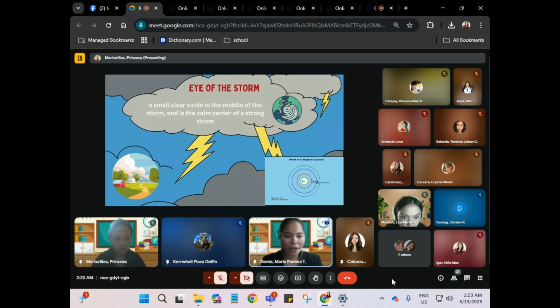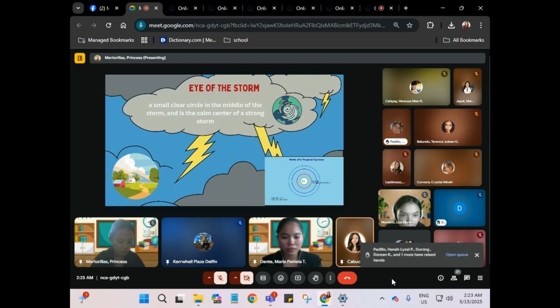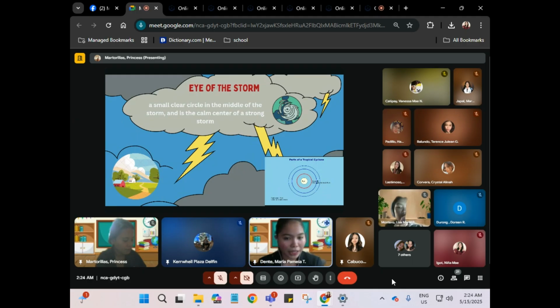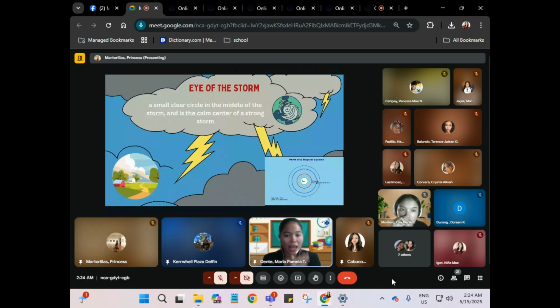Okay, let's talk about the eye of the storm. Who wants to read? Padillo? Eye of the storm: a small clear circle in the middle of the storm, and is the calm center of this strong storm. Yes, very good. So the eye is the center of the typhoon, class. Surprisingly, it is the calmest part. The sky might look clear, the wind slows down, and it feels like the storm has stopped. Okay, but don't be fooled, because the other half of the storm is still coming.